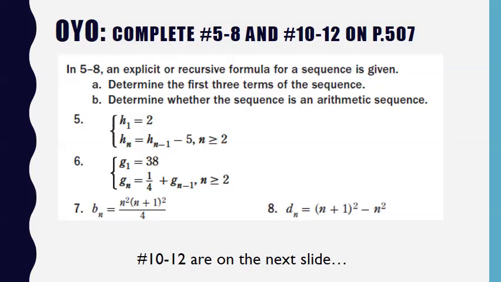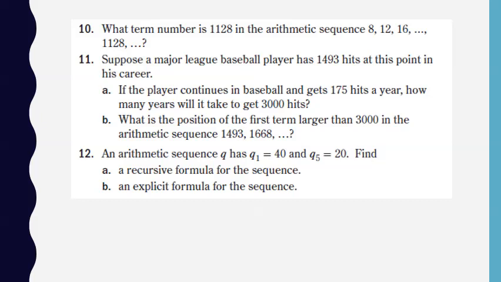Okay, so for your OYO questions, you have a few questions from your book to do. I want you to complete numbers 5 through 8 and numbers 10 through 12 on page 507 in your textbook. Questions 5 through 8 are below for you, and then on the next slide I'm going to give you questions 10 to 12 as well in case you don't have your book at home. If you don't have your book at home, I would pause the slide now so you can write down the questions. Okay, and here are questions 10, 11, and 12. If you get stuck, you can always refer to your textbook in section 8.1 for additional examples and some extra notes.